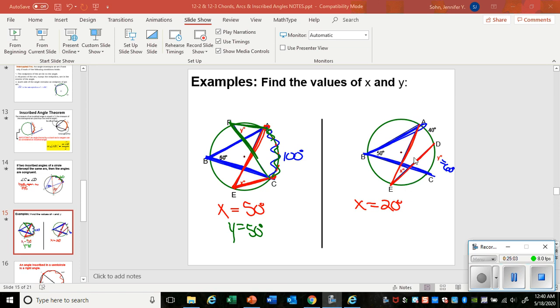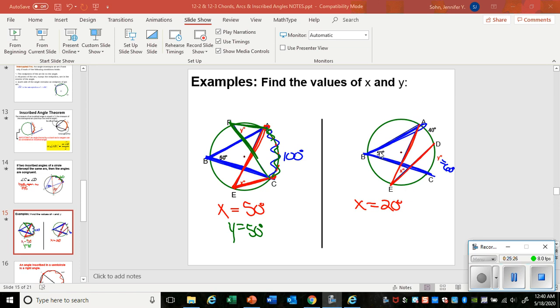Let's take a look at this one. This is 50. We're solving for x. This arc is 40 right here. So x is the inscribed angle, and the intercepted arc for x is 40. So 40 divided by 2 will be 20. So x will be 20.